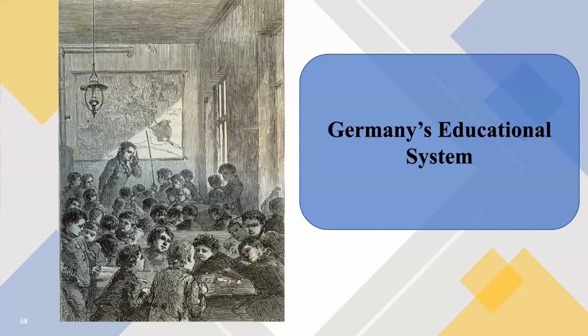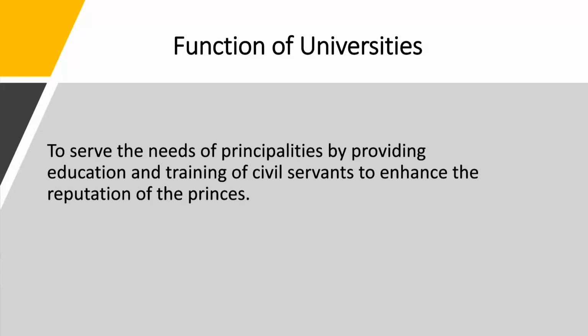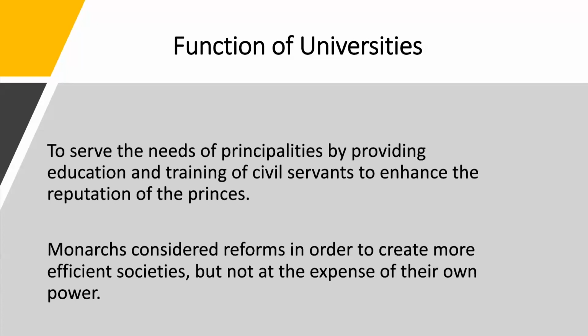Germany's education system. As far as the nobility were concerned, the function of universities was to serve the needs of principalities by providing education and training of civil servants to enhance the reputation of the princes. Monarchs considered reforms in order to create more efficient societies, but not at the expense of their own power.